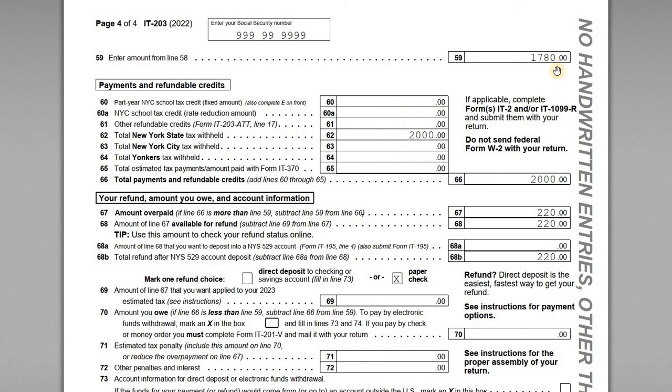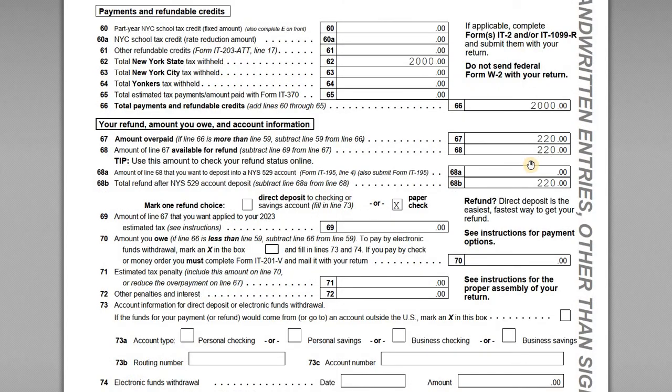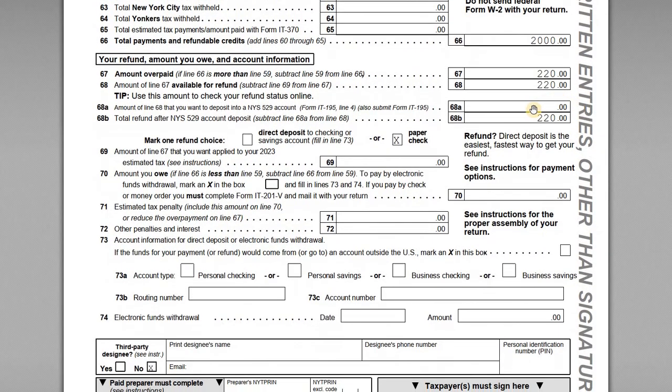So the total tax that she's liable for, $1,780. $2,000 of withholding means she was over withheld or overpaid by $220. So $220 is going to be Emily's New York State tax refund check for this year.